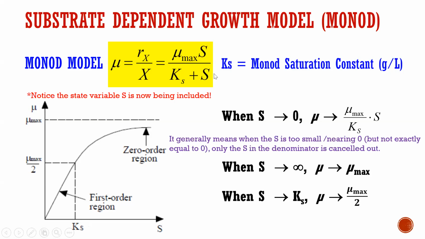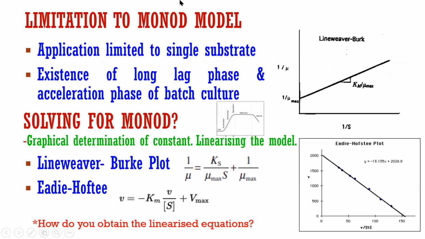The derivation of this is actually based on the Michaelis-Menten model, which is similar. Now, limitations of the Monod model. I think previously you can realize that we talk about a single substrate component, isn't it? So that is actually the limitation. The application is limited to a single substrate only. You have only one S, right?